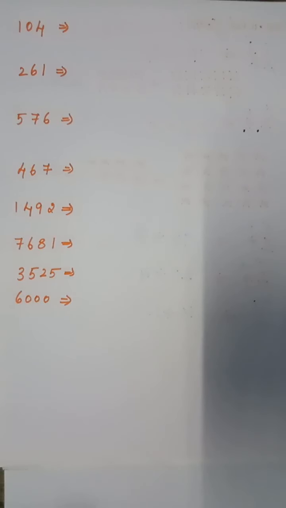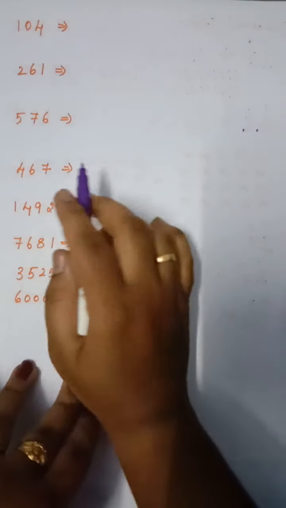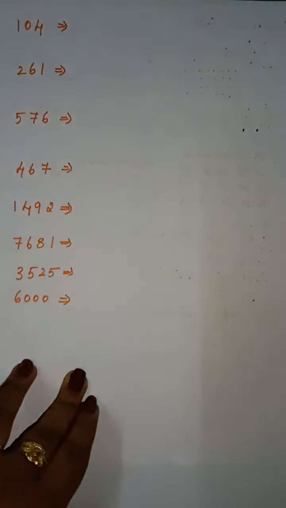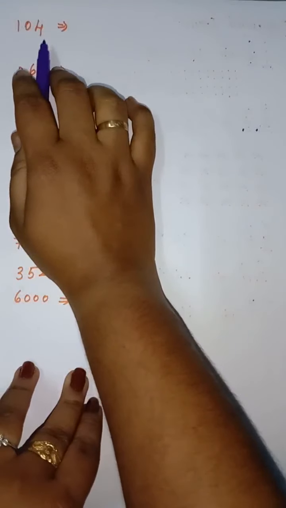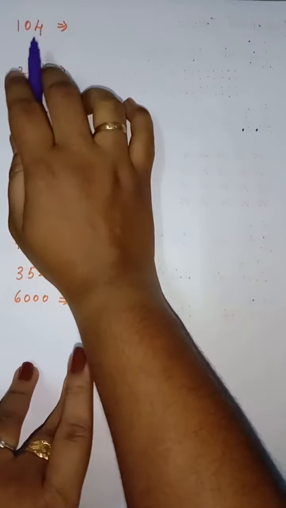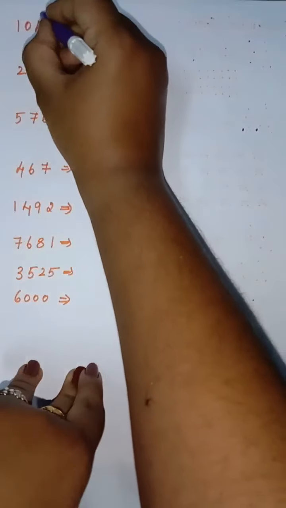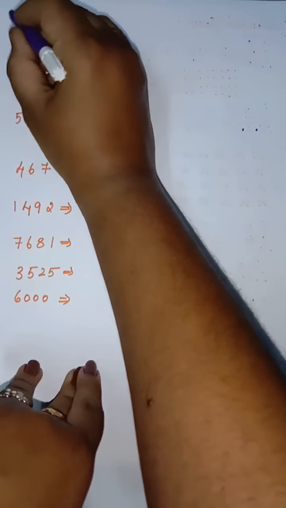So now we are going to see the place values. So that is the expanded form by using the 3-digit number and 4-digit number. Okay, now the first question is 104. So 104 here, that is 104. So first step is we have to write the place value. So place value here is ones, tens, hundreds.